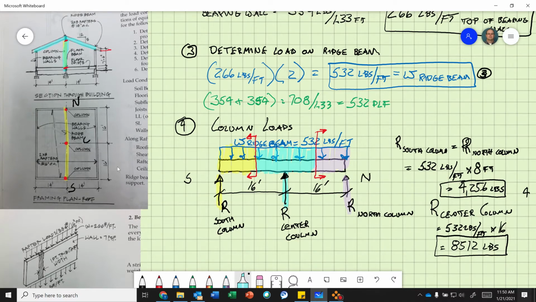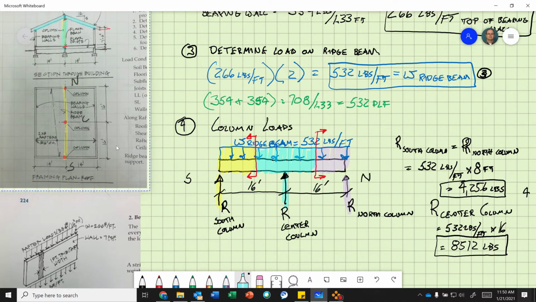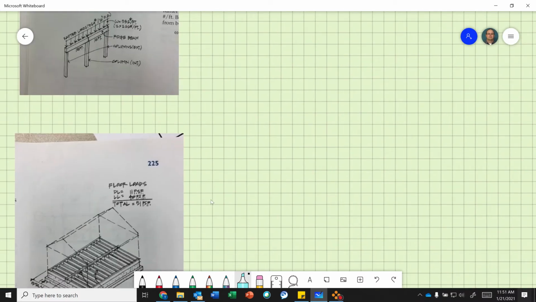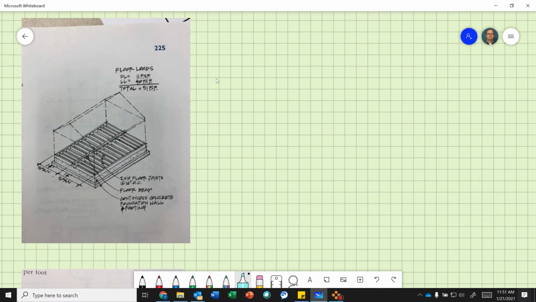So now, question 5, determine the minimum width of the continuous foundation. Question 5. Minimum width of the continuous foundation. So if I scroll down here, continuous foundation. All right, so we're going to have to go through a couple of steps to get there.